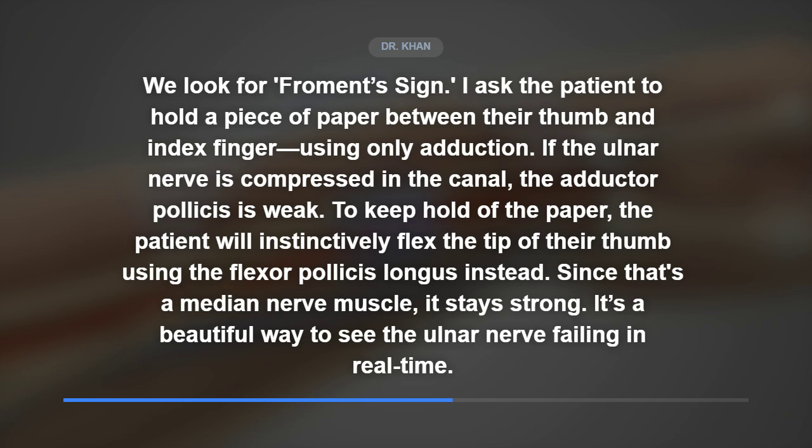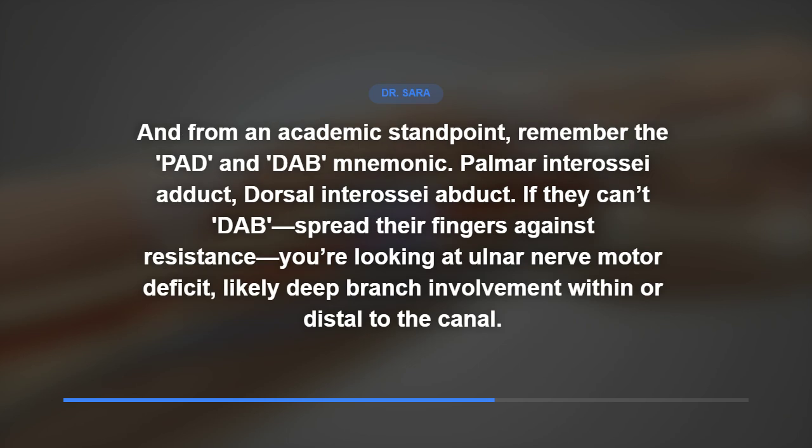We look for Froment's sign. I ask the patient to hold a piece of paper between their thumb and index finger using only adduction. If the ulnar nerve is compressed in the canal, the adductor pollicis is weak. To keep hold of the paper, the patient will instinctively flex the tip of their thumb using the flexor pollicis longus instead. Since that's a median nerve muscle, it stays strong. It's a beautiful way to see the ulnar nerve failing in real time.